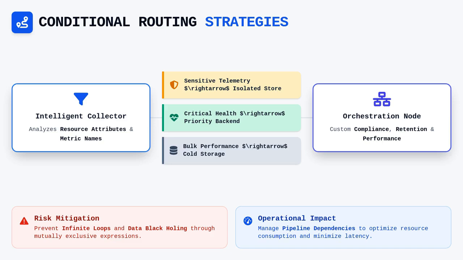Managing this requires a deep understanding of pipeline dependencies, as each processor in the chain adds latency and contributes to overall resource consumption on the collector nodes. We must ensure that our routing logic is safe, preventing infinite loops or unintentional data black holing that could occur if our conditional expressions are not mutually exclusive or well-defined. This control is indispensable for organizations managing large-scale, distributed environments where different teams operate with unique compliance, retention, and performance requirements for their telemetry. Taking control of these routes transforms the collector from a passive bridge into an intelligent telemetry orchestration node.